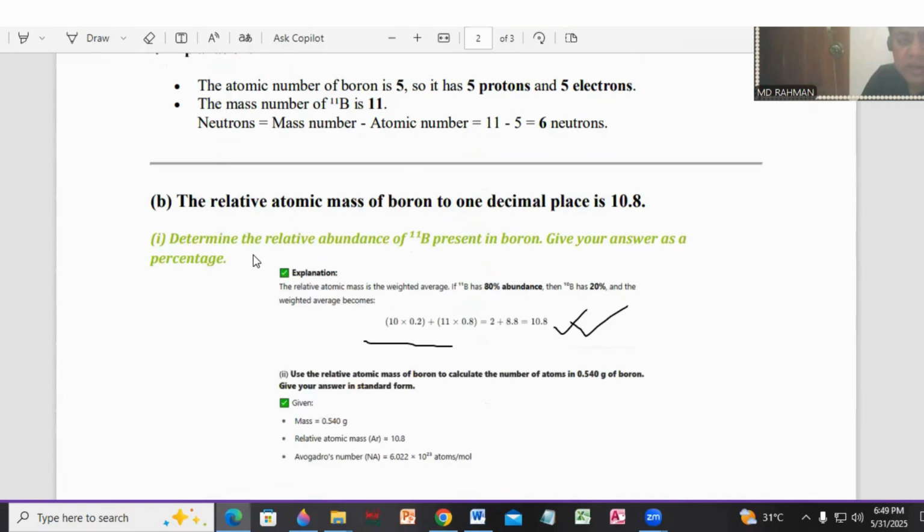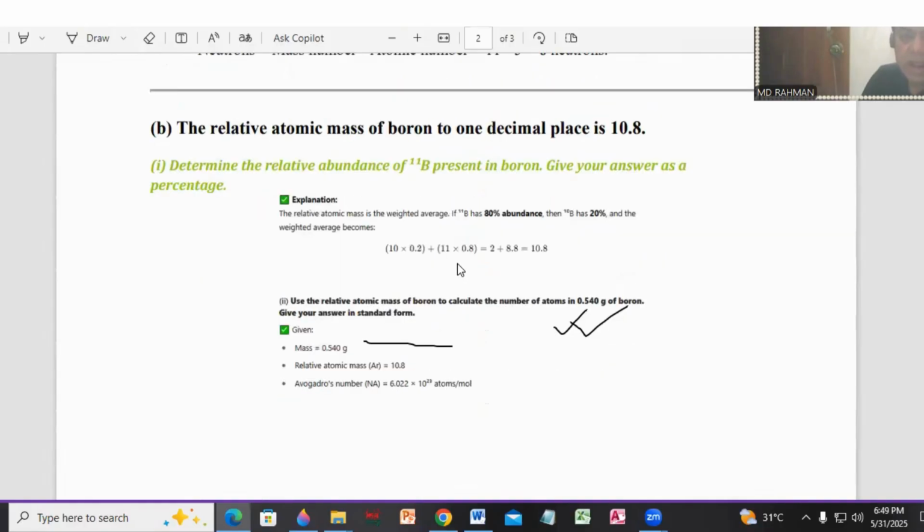Determine the relative abundance of B11 present in the boron. Give your answer as a percentage. You have to find out the percentage. So this is the abundance level, 10.8. The relative atomic mass is the weighted average. If B11 has 80% abundance, then B10 has 20%.